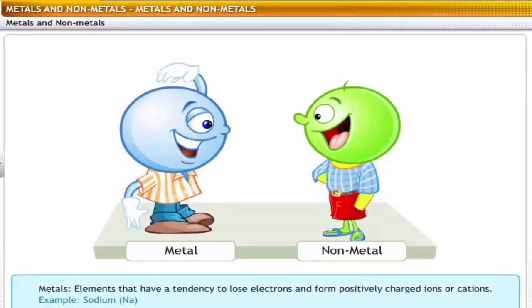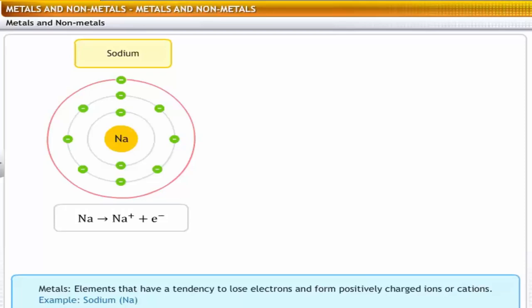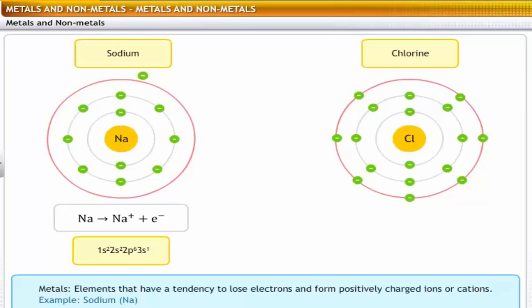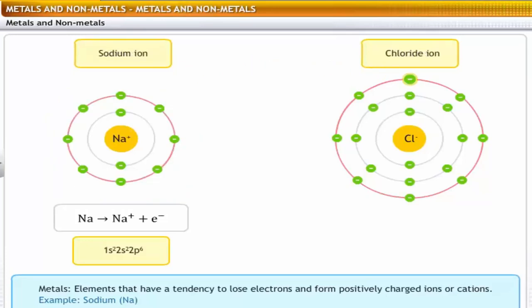Metals are elements that have a tendency to lose electrons and form positively charged ions or cations. For example, sodium has an electronic configuration of 1s2, 2s2, 2p6, 3s1. During a chemical reaction, sodium can lose an electron to a non-metal like chlorine to form a sodium ion that has an electronic configuration of 1s2, 2s2, 2p6.